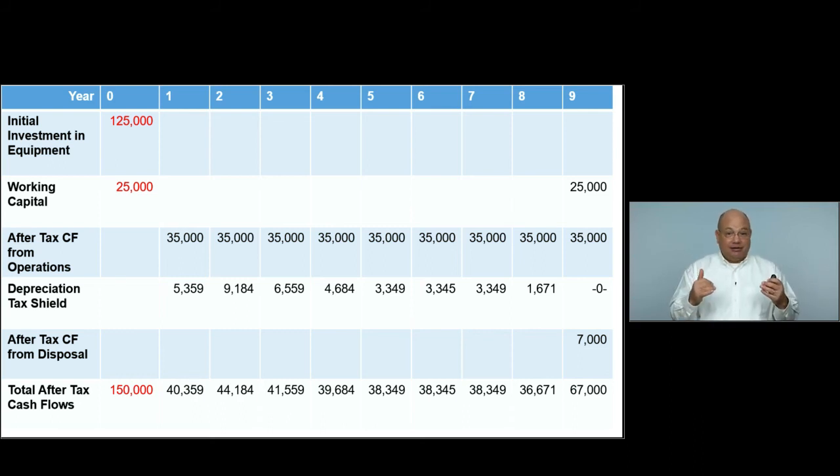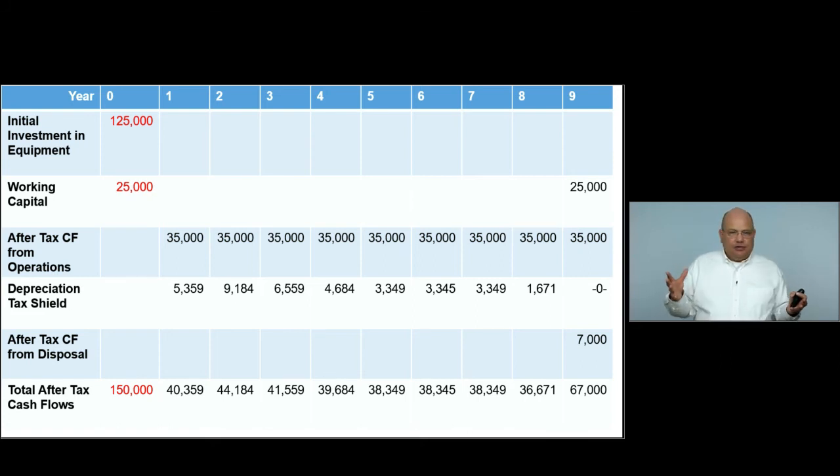And in the bottom line, what is the total after-tax cash flows each year? At the beginning, $150,000 out. Then we have how much net after-tax cash flows we have coming in every year. Notice at the end we have $67,000 in year 9, the biggest year of cash inflows, because that's the release of the working capital. We have the gain on the sale of the assets when we sold it at the end, as well as that ongoing $35,000 that we have every year from our operations.